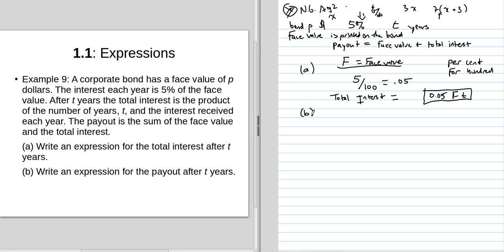B. Write an expression for the payout after t years. So we already, when we were thinking of the problem, wrote this down. And we can reuse this. The payout will be the face value, F, plus the total interest, which we got in problem A, 0.05 F times T.